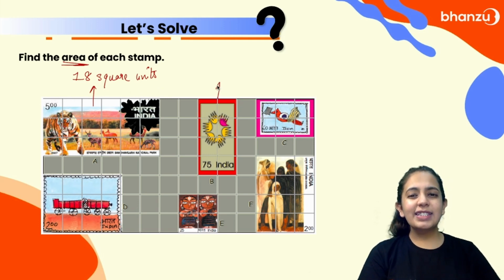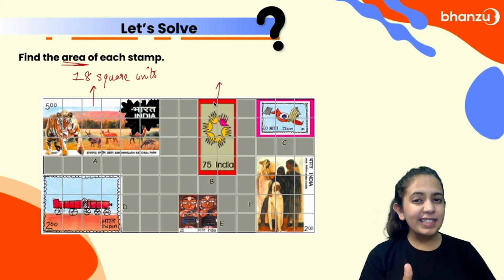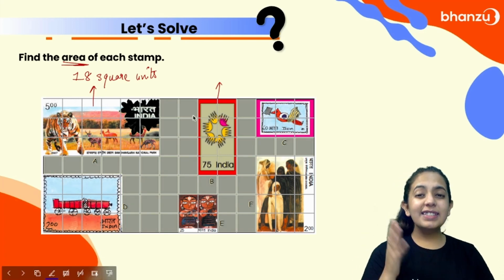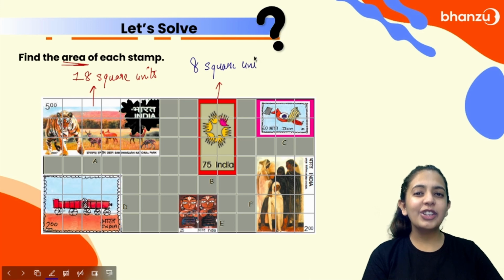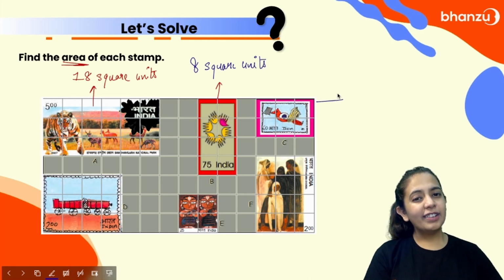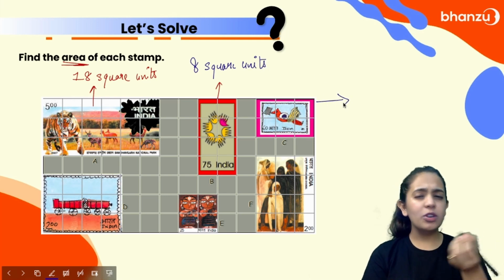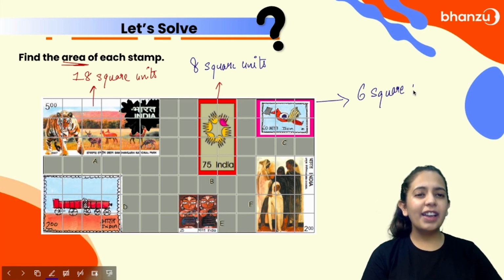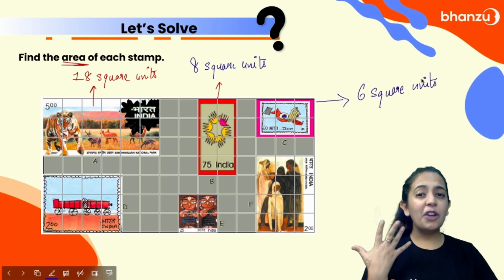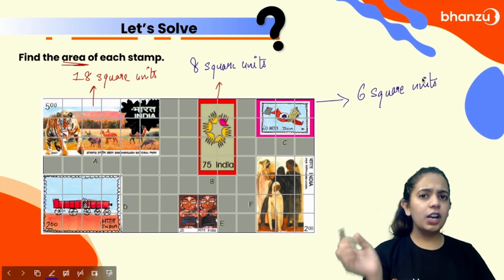Okay, moving on to the stamp number B. Yes, what is its area? How many square boxes is this shape occupying? So it is occupying 8 square boxes. So that is the reason its area is 8 square units. And the third one, how about this one? How many square boxes is this occupying? So it is occupying 6 small square boxes of side 1 unit. So therefore, its area is 6 square units. Amazing. Now the rest of the three, you try to figure out by pausing the video.